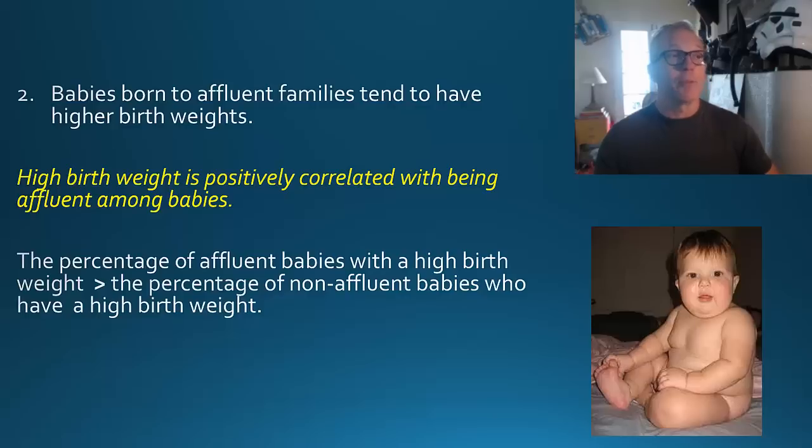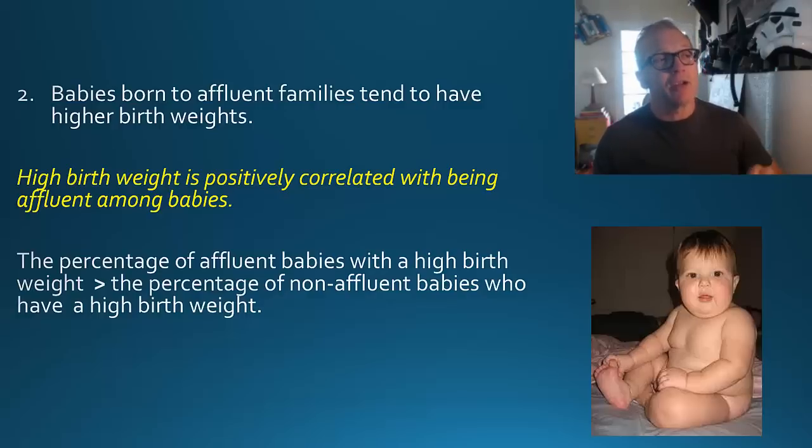That is to say, the percentage of affluent babies, because babies have lots of money, right? Well, the kids from rich families. The percentage of affluent babies with high birth weights, and we can define high birth weight however you like. In a study that would have researched this, they would have looked at it and said, okay, anything over 7 pounds 12 ounces is a high birth weight, or anything over 8 pounds or 9 pounds or whatever. It doesn't matter for our purposes.